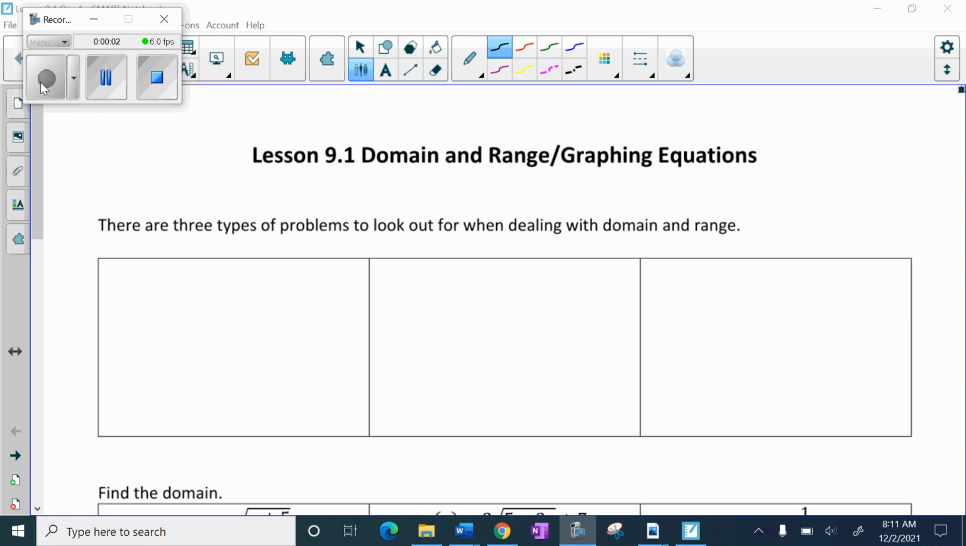Hey guys, welcome to lesson 9.1, and we are going to be talking about domain and range. We're really going to be digging into that. There are three situations where domain and range is kind of a big deal. The first one is when you're dealing with fractions.